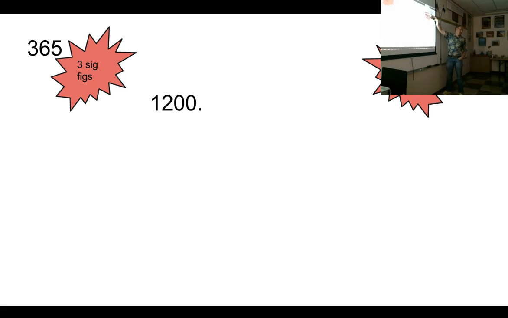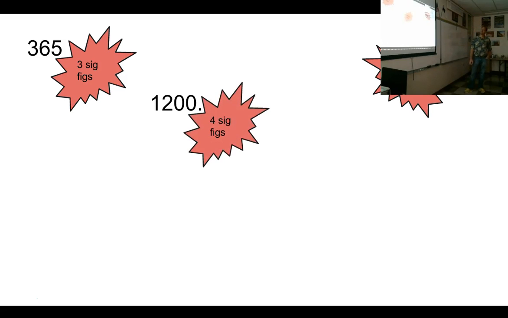There's no decimal point here, so just the 1 and the 2 are the only 2 significant digits. Let's see if I get these. 4. 4 sig figs. There you go. 4 sig figs, because now I have a decimal point. Okay, and so now the two zeros afterwards matter.